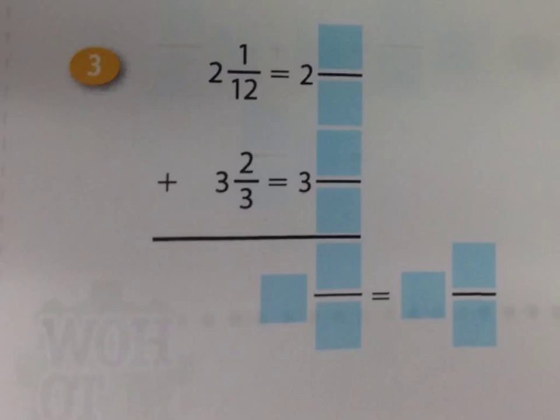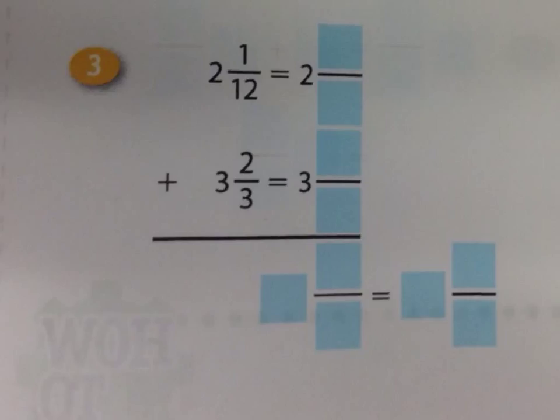For number 3, it says mixed numbers whose fraction parts are fractions with unlike denominators are called mixed numbers with unlike denominators. To add mixed numbers with unlike denominators, first you write the fractional parts with the mixed numbers as equivalent fractions using the LCD, which is your least common denominator. The two mixed numbers will be mixed numbers with like denominators and can be added and simplified as needed.